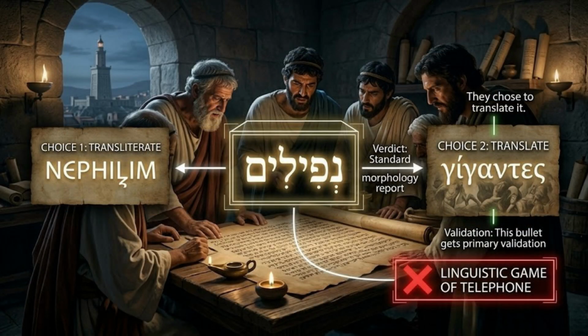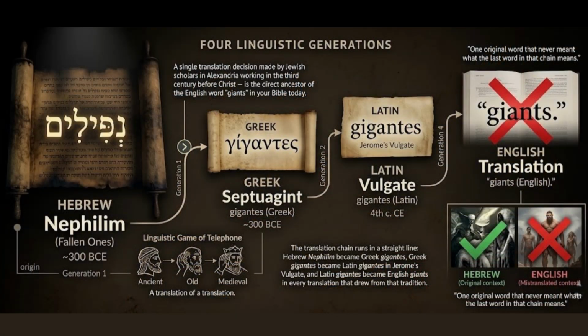In the third century before the Common Era, the same scholars who gave us the Septuagint, the landmark Greek translation of the Hebrew Scriptures, arrived at Genesis 6:4 and faced the word Nephilim. They had a choice. They could transliterate it, carry the Hebrew sound across into Greek letters, preserve the word as is, the way the King James eventually did four centuries later. Or they could translate it, find a Greek word that communicated the meaning. They chose to translate it. The word they chose was gigantes. And that single decision, made by Jewish scholars in Alexandria working in the third century before Christ, is the direct ancestor of the English word giants in your Bible today.